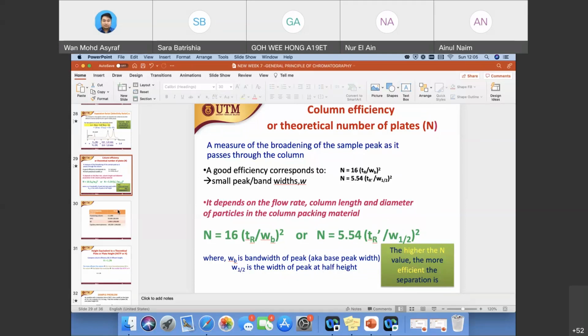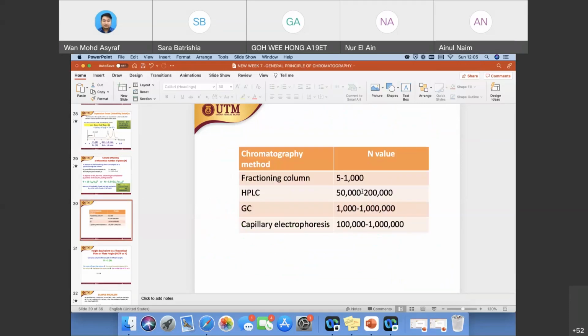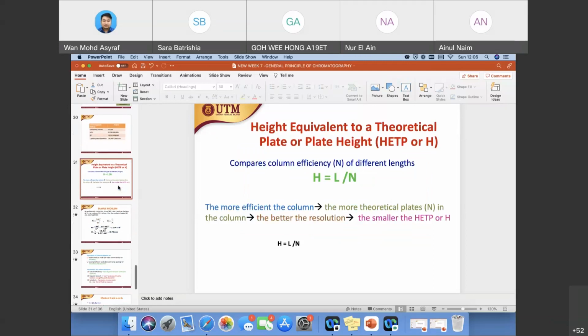Usually the N value for fractionation columns, which we have looked at before, the silica column chromatography, is about 5 to 1000. But for HPLC, which we will look into later, the N value is about 50,000 to 200,000. So this is something for you to know only. For GC, you will learn this with Dr. Amy. So it's about 1,000 until 1 million N value.